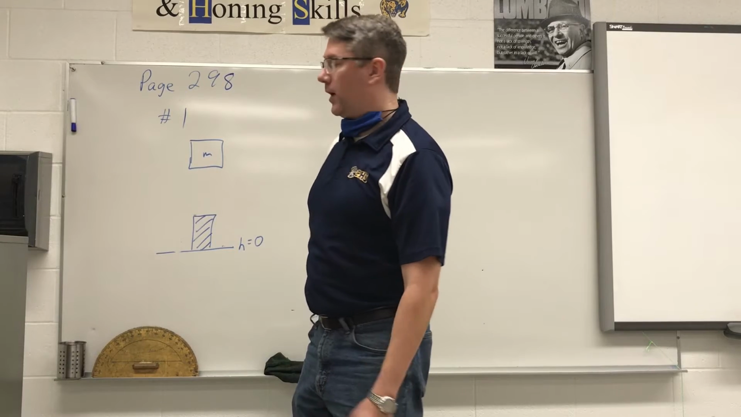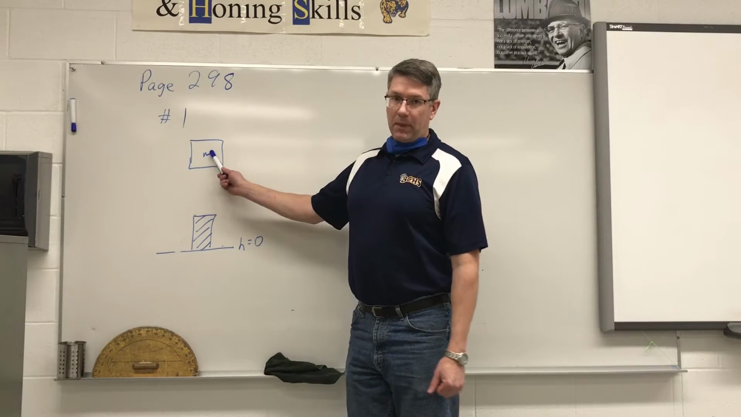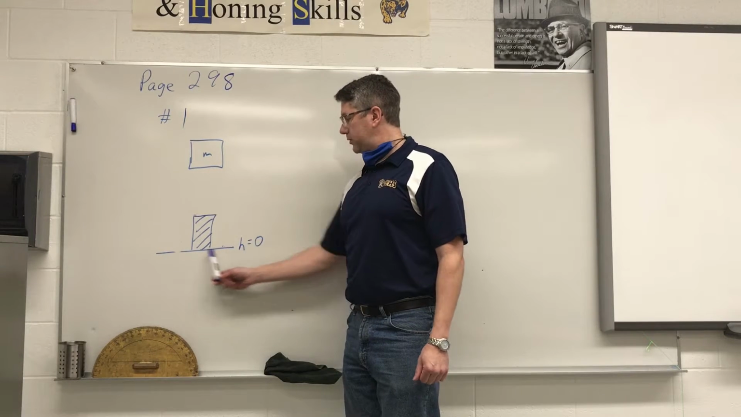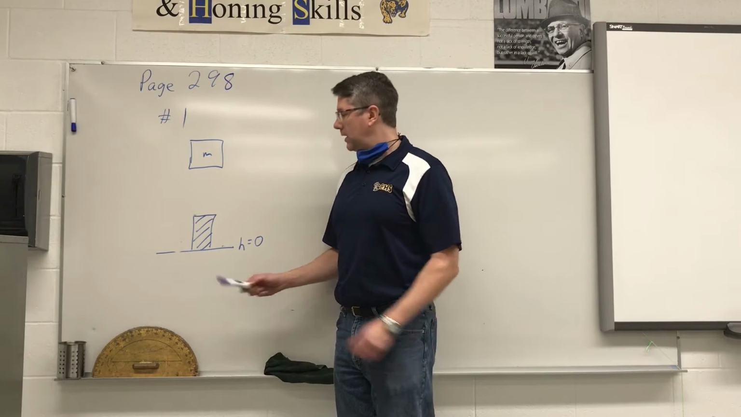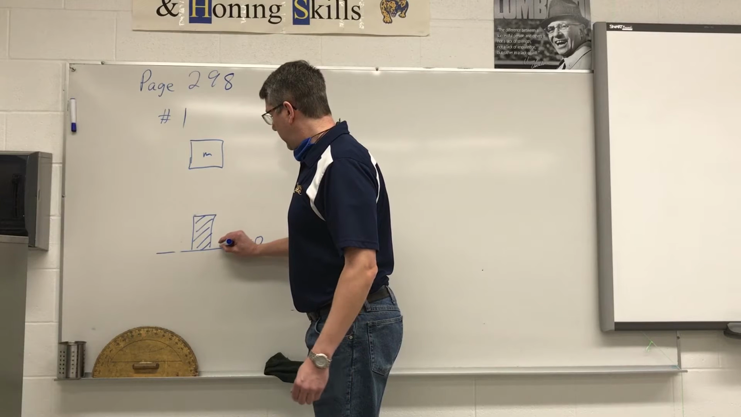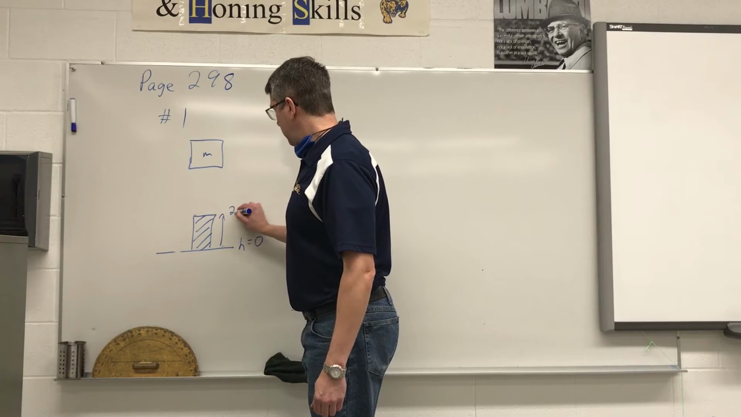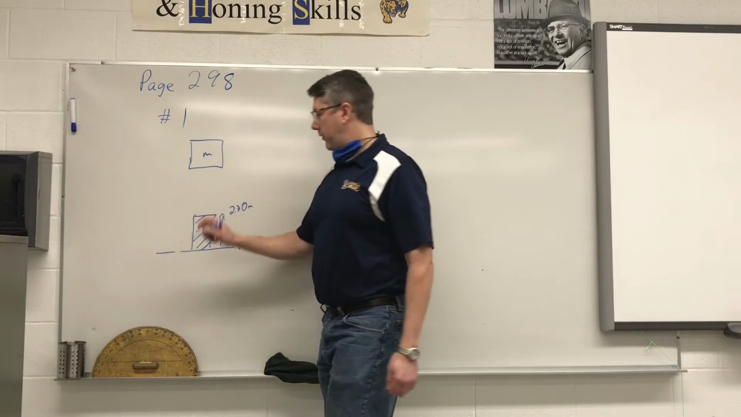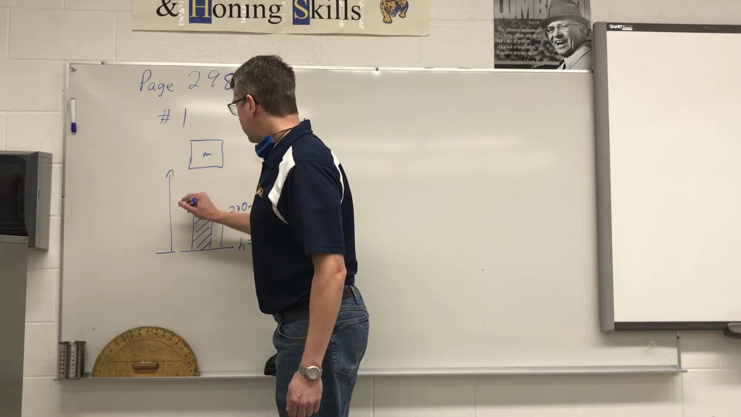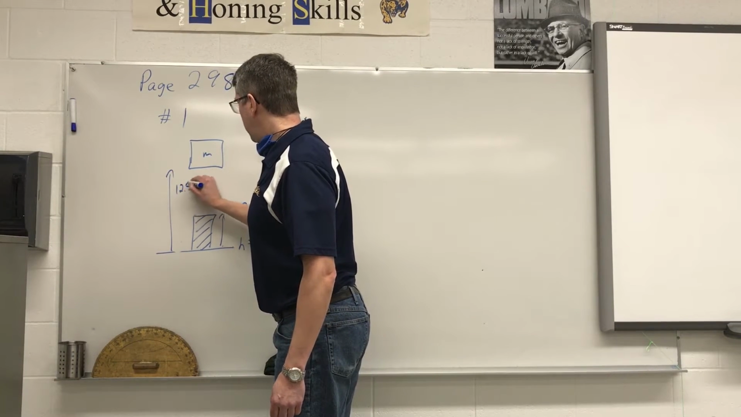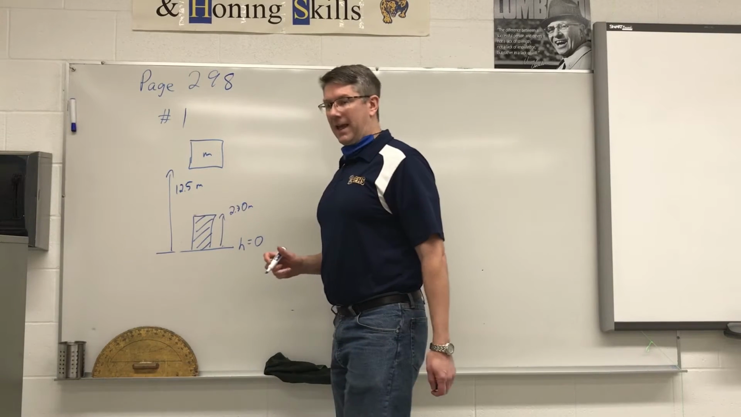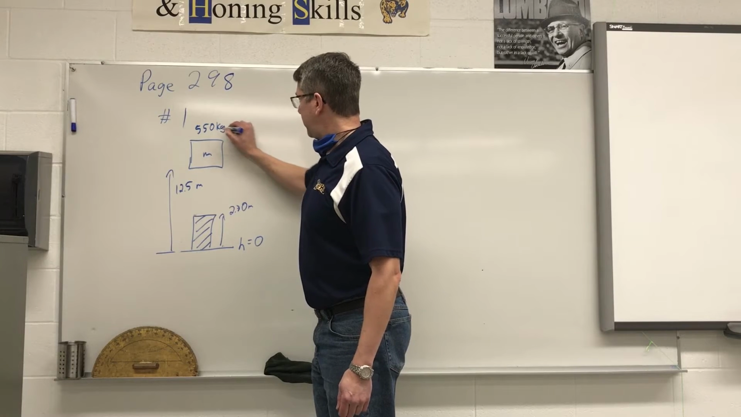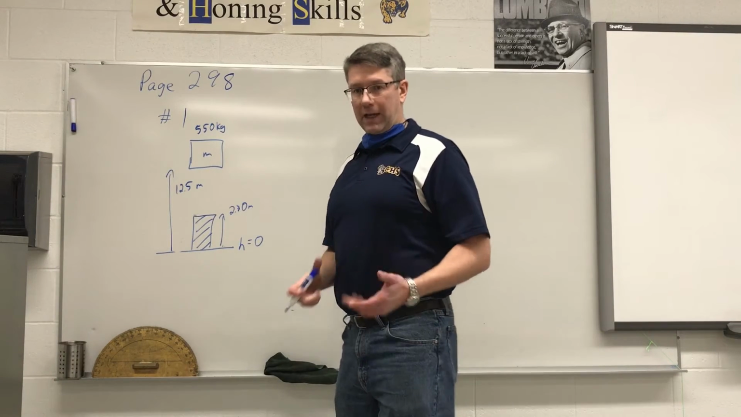So let's take a look at our diagram. We have our mass up in the air, we have our pile down here. Now it tells us relative to the ground, so our ground is 0 height. We know up to the top of the pile is 2.30 meters. Up to the top of our mass is 12.5 meters, and our mass is 550 kilograms. So now I can take a look at the different parts.